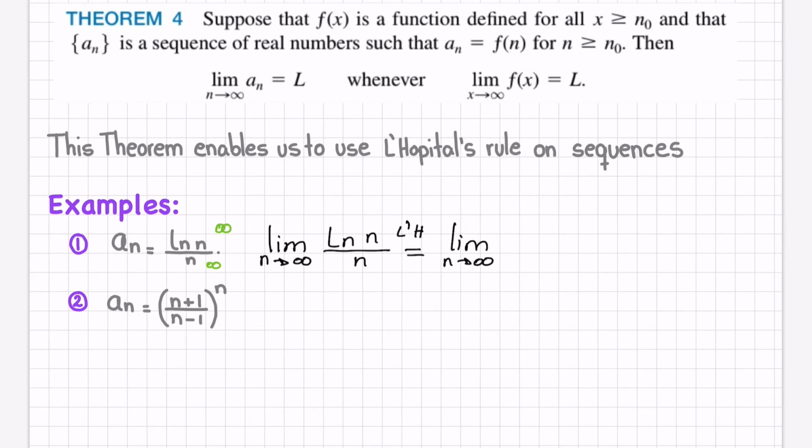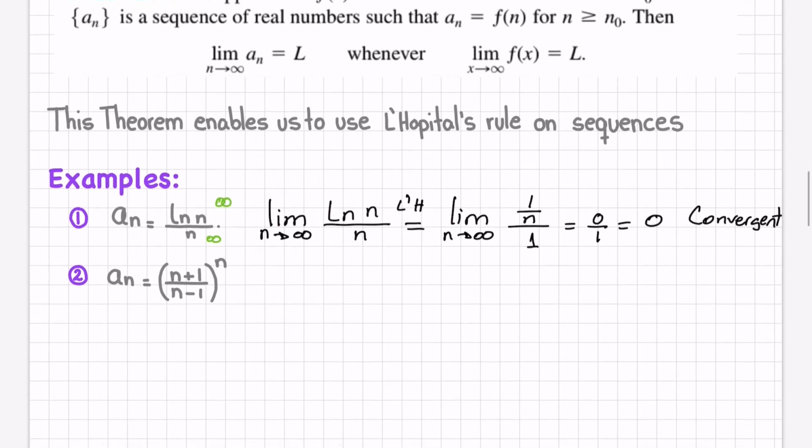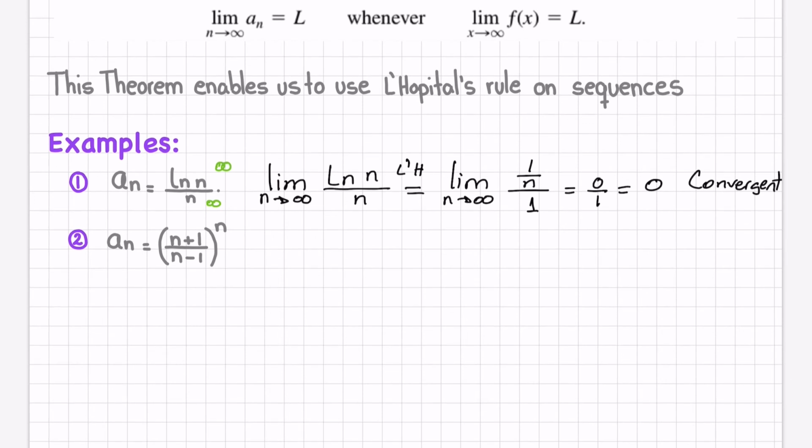Derive the top, the derivative of ln n is 1 over n. Derive the bottom, which is just 1. The derivative of n with respect to n is 1. And then let n approach infinity. So 1 over n approaches 0. Then this would approach 0 over 1, which is 0. And we found that the sequence is convergent. It approaches 0. It's approaching a number.